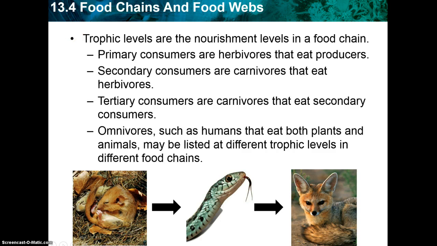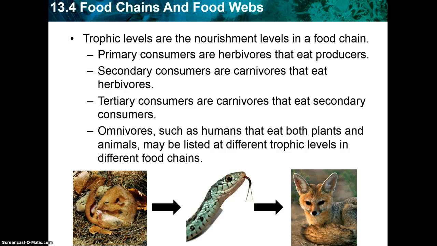Trophic levels are the nourishment levels in a food chain. So we have primary consumers. Primary consumers are herbivores, and they eat producers. Your producers are going to be things like your grass or anything that can produce its own energy. Now, we also have secondary consumers. Secondary consumers are carnivores that eat herbivores.